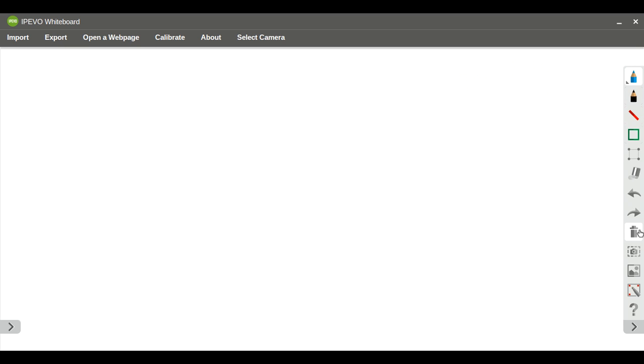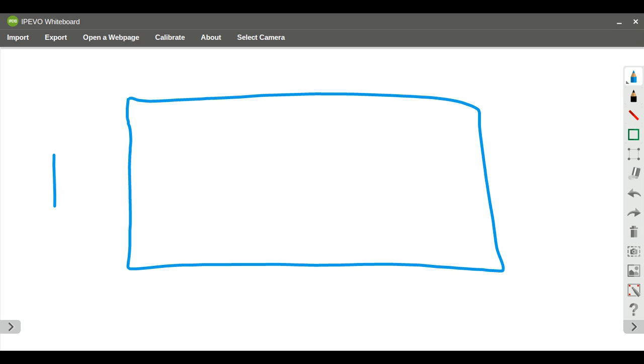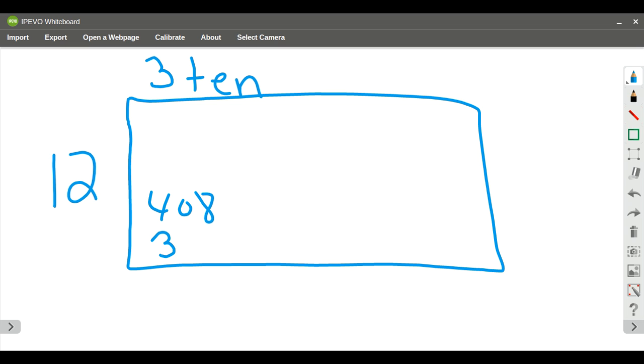Okay. If you take a look at your convince me, the convince me already has the problem somewhat set up. So I have 12 as my divisor. My original quotient was going to be 408. And I found that I could get 3 tens. So if I multiplied 12 times 30, I got 360. When I subtracted that, I got 48.